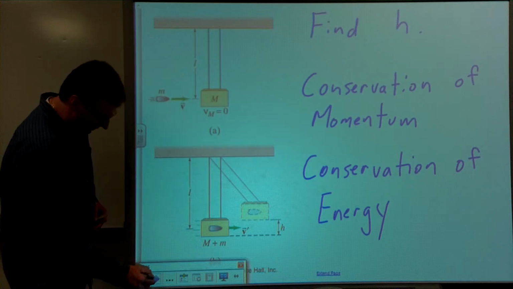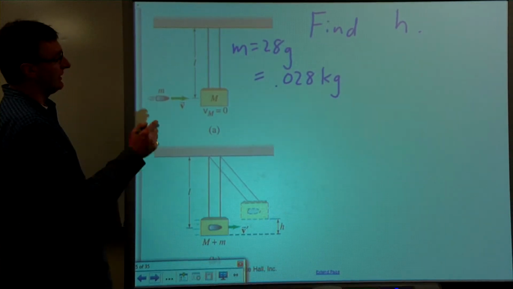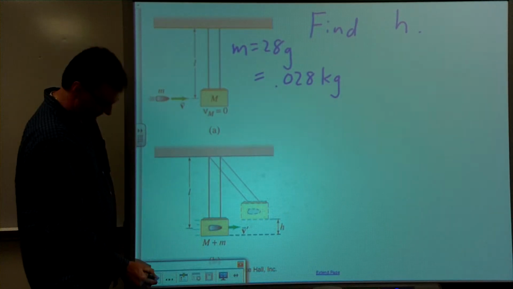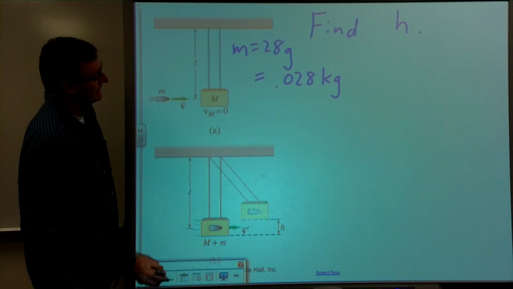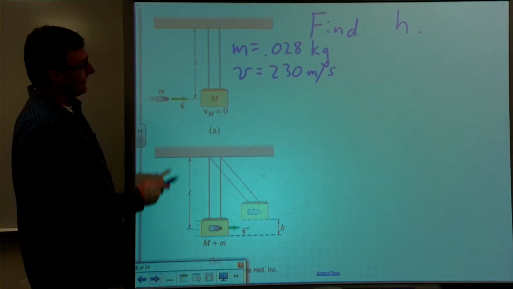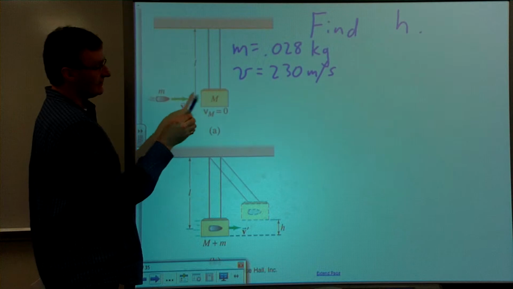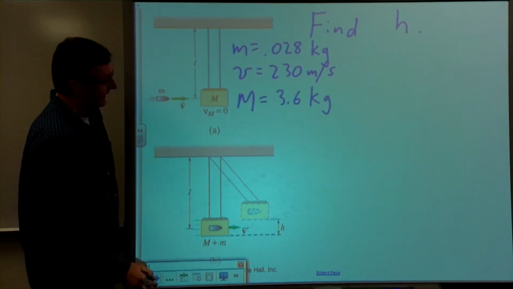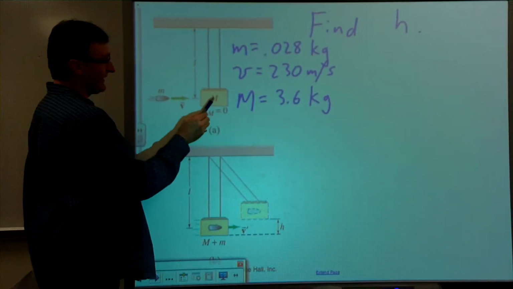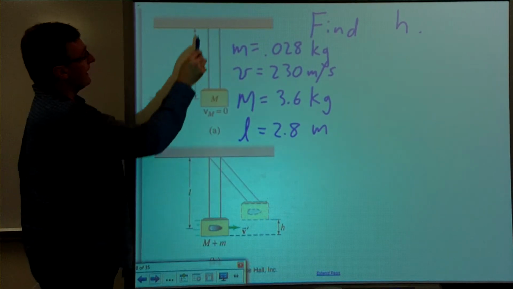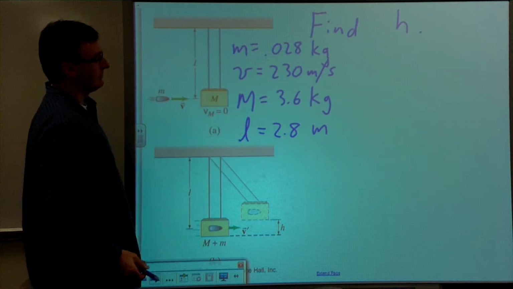In this case, we first have the mass of the bullet, which is 0.028 kilograms, or 28 grams. We have the velocity of the bullet, 230 meters per second. We have the mass of the ballast, 3.6 kilograms. And we have the length of the rope that it's hanging from, which is 2.8 meters.